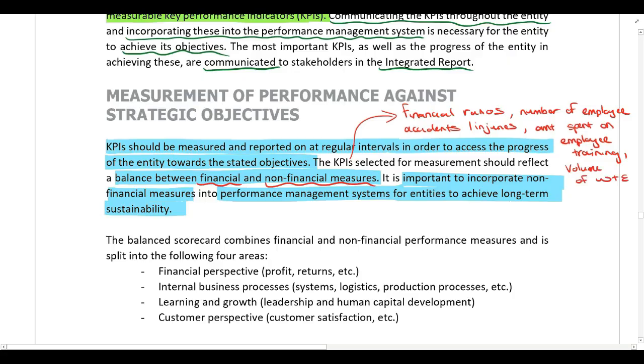So volume of water and electricity used. So you can see we focus on the financial side of things. We also look at things from the people or the social perspective. So how much money do we spend on training our employees? How many employee accidents were there during the period? And we also look at things from an environmental perspective. So the volume of water and electricity used, our CO2 emissions, etc. The balanced scorecard is one method that we can use to ensure that we combine both financial and non-financial performance measures. But you guys can just read through that.